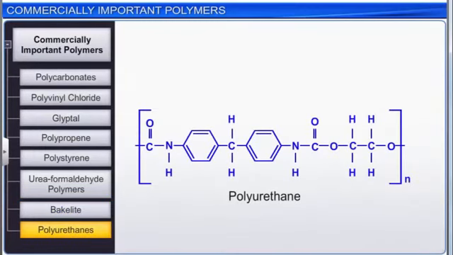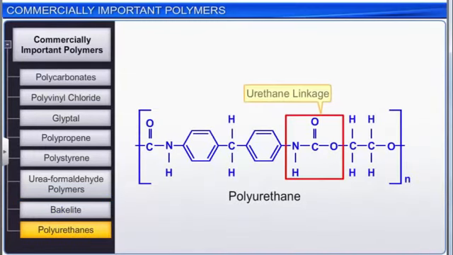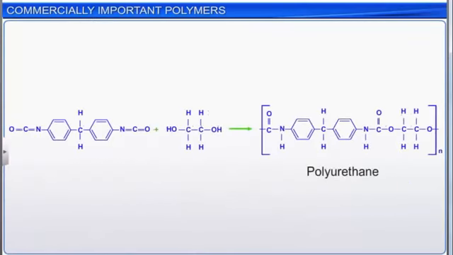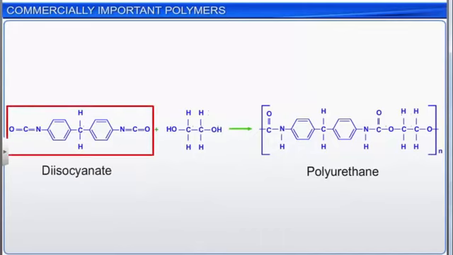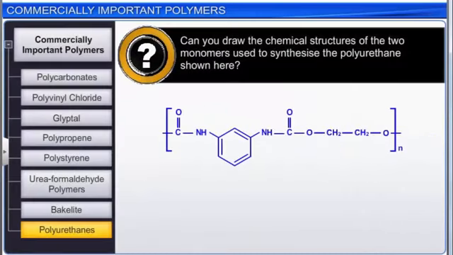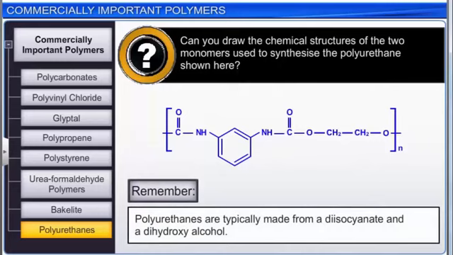Polyurethanes are a class of polymers with a urethane linkage. The formula for a simple polyurethane is shown here. In general, they are made from two monomers, a diisocyanate and a dihydroxy alcohol. Can you draw the chemical structures of the two monomers used to synthesize the polyurethane shown here? Remember that polyurethanes are typically made from a diisocyanate and a dihydroxy alcohol.